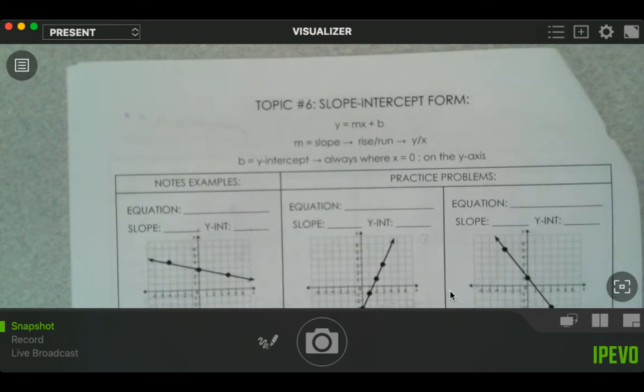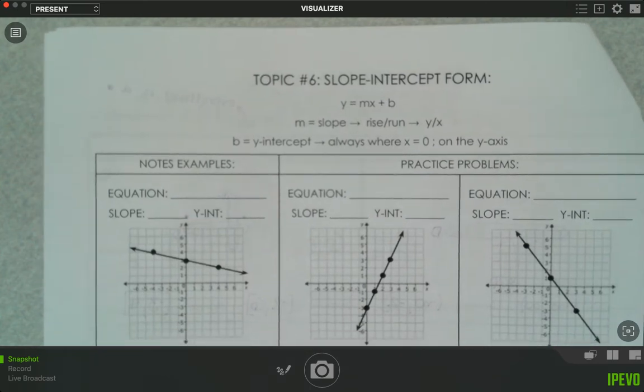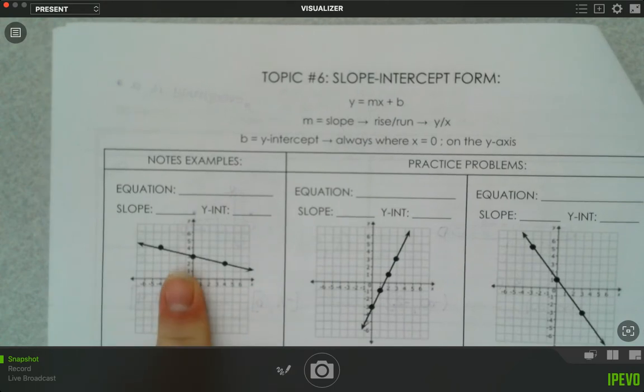Welcome to topic 6, slope-intercept form. So this should be one that you're pretty familiar with because you learned it last year and we talked about it again this year. There are three different forms you guys are going to see. The first one is if you already have the graph.